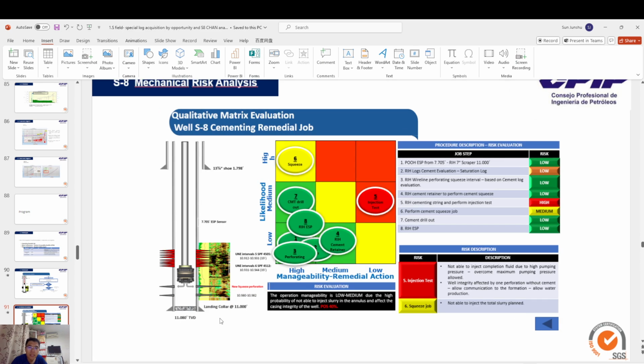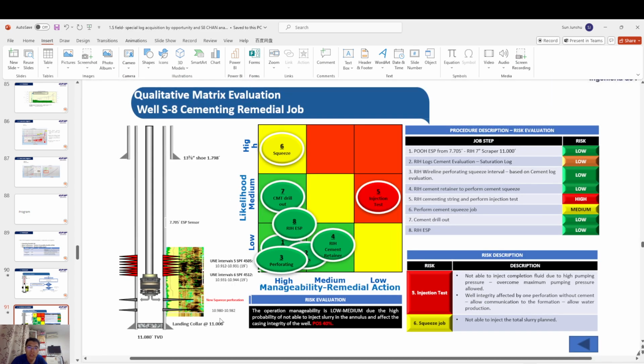So basically the casing integrity of the well, probability of success 40%.